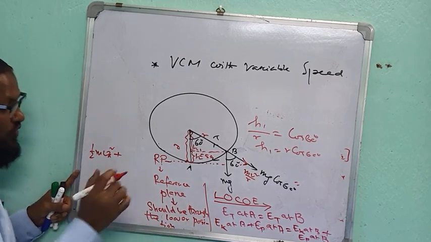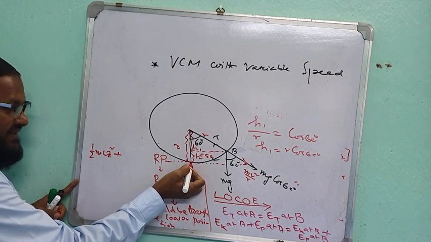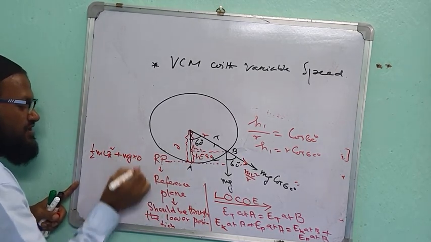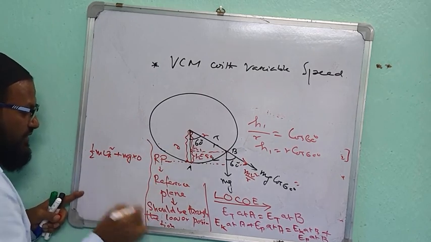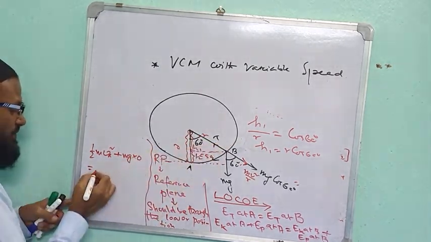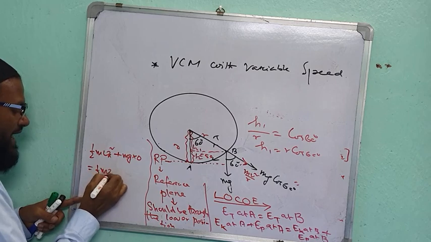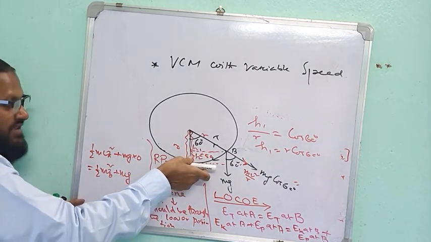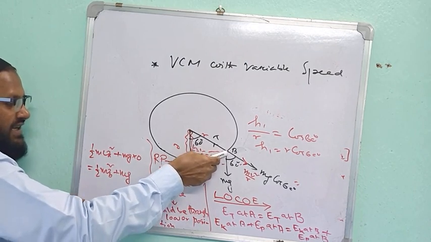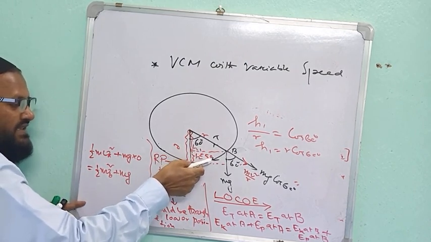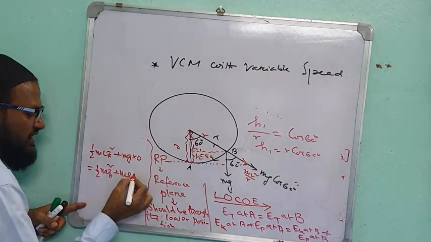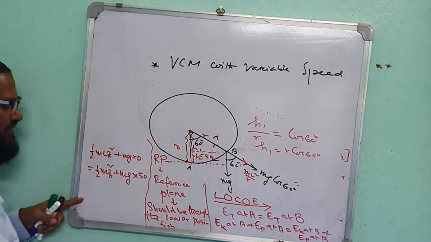Okay. Now, the body is here, and this is the reference plane. What is the potential energy? mg into zero. At B, what is the formula? Half mv squared. What is the potential energy with respect to this plane? The body is here, means 50 centimeter above. What is h? h equal to 50. This is very, very important.